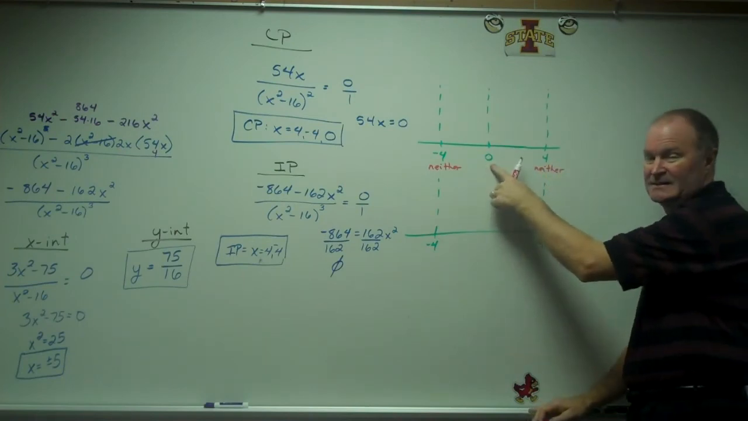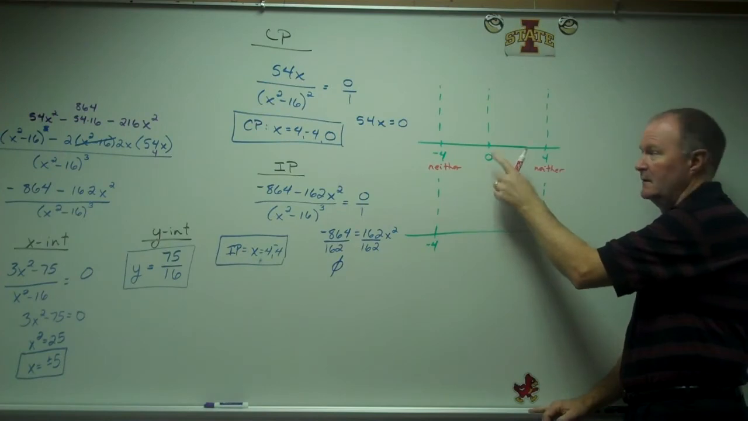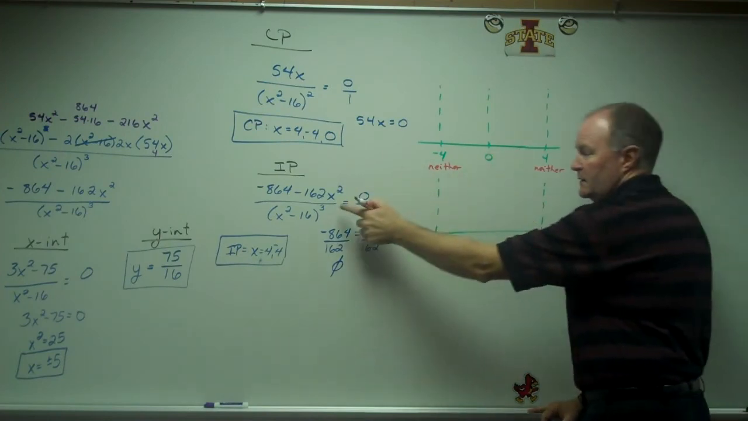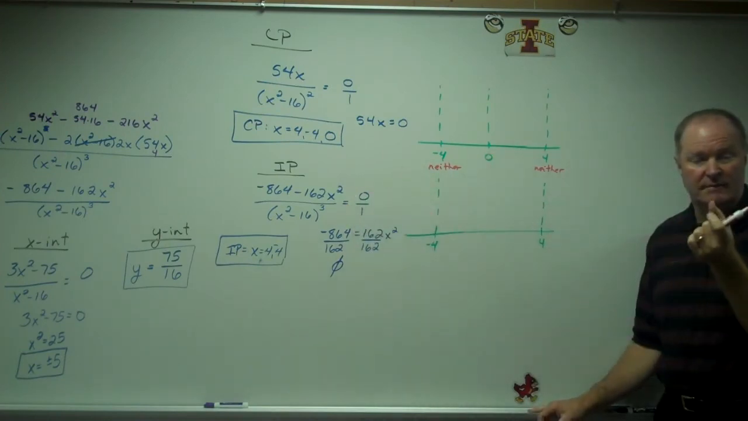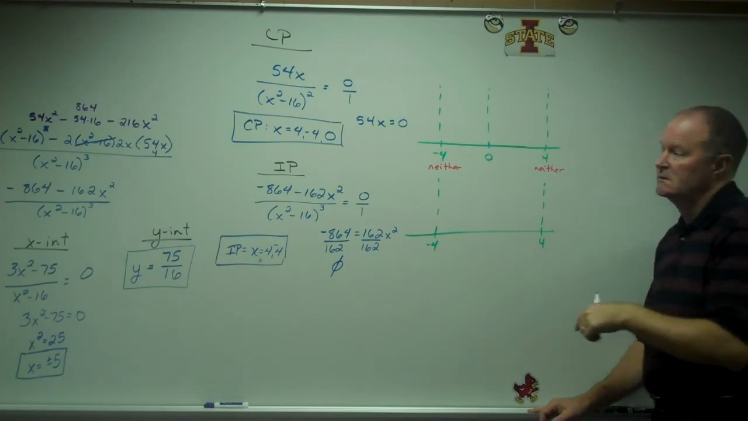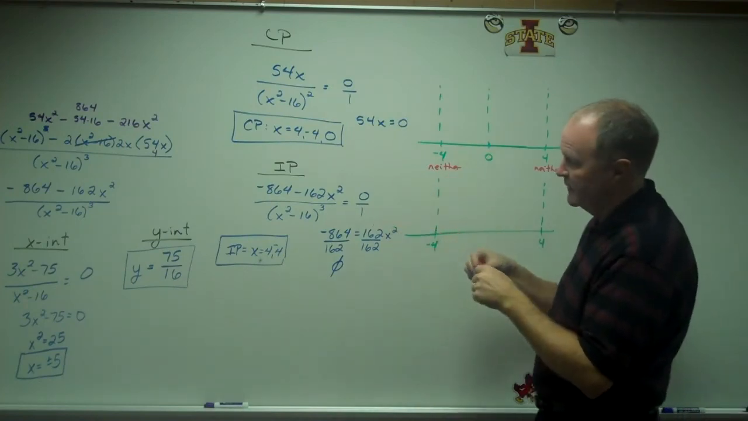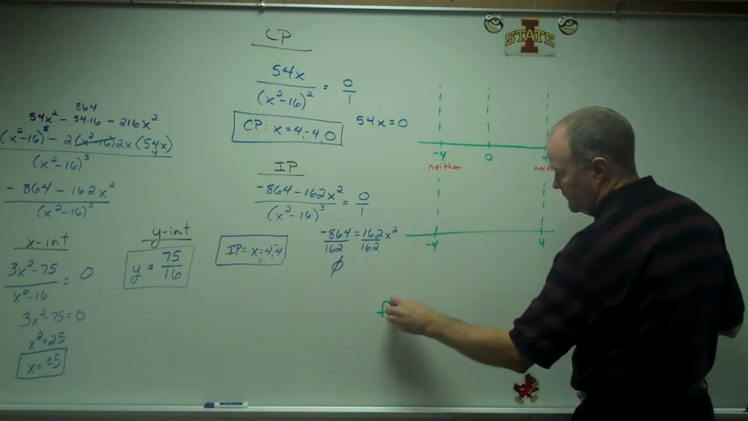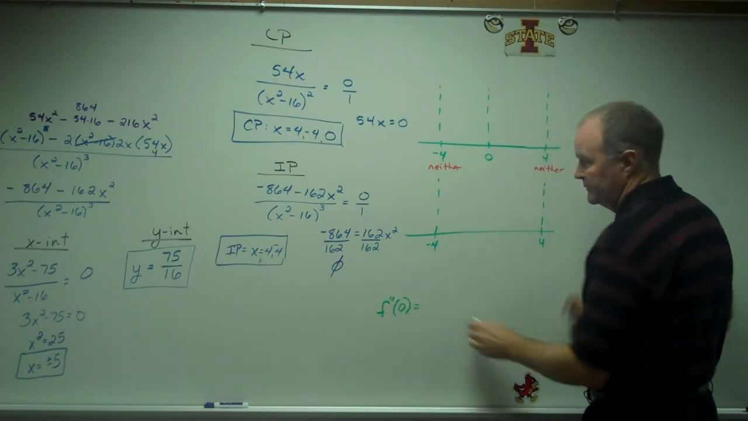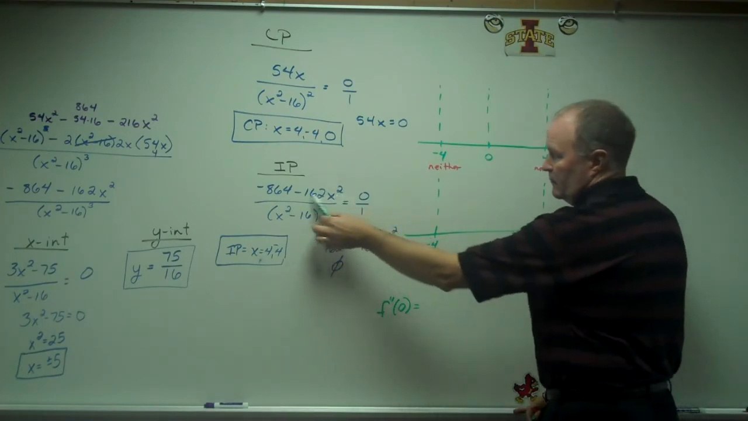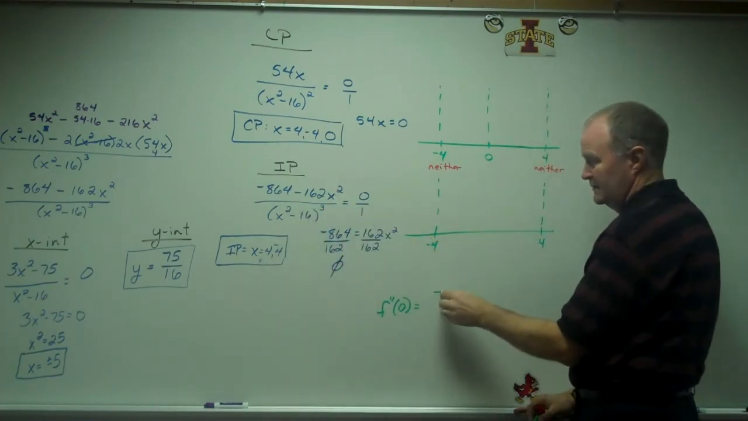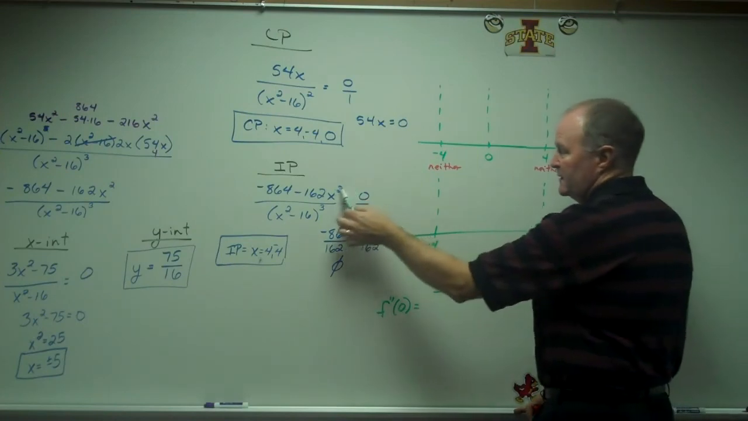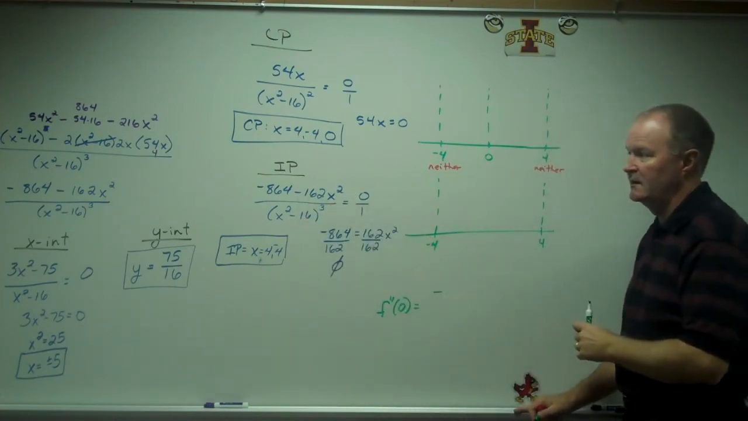What do I do to this guy? It goes into the second derivative to determine whether it's a max or a min. Bottom's negative. So if I look at the second derivative at 0, the top's negative. That's negative, so it's positive, right? Because the 162 goes away.